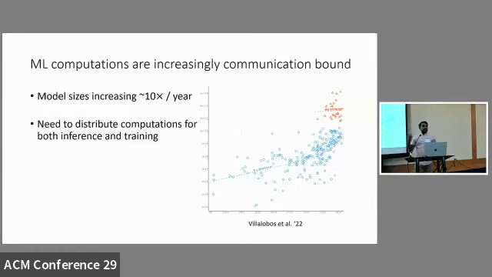We all know that ML models are increasing dramatically in size. We saw it in the keynote today. Roughly, the latest trend is that these models are growing 10x per year at an amazing rate. What this means is that these models cannot fit in a single GPU. So invariably, both inference as well as training computations are distributed. As a result, ML computations are increasingly becoming communication bound. So it is important to optimize these communication kernels.